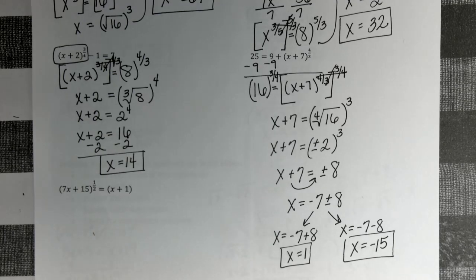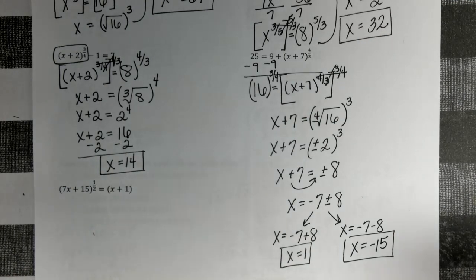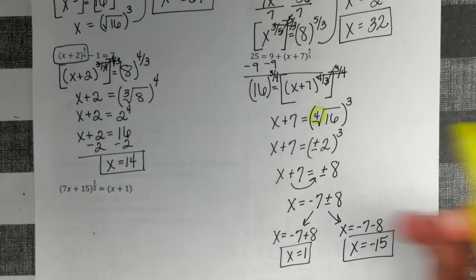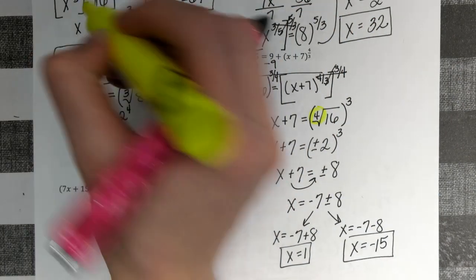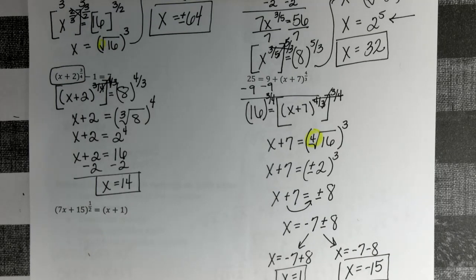Majority of y'all should have gotten the 1. Y'all just might have forgotten about the negative 15. Y'all good with that? Yes, ma'am. So I don't know if it's plus or minus. If you take an even root, so if you're taking the 4th root or when we took the square root, so an even root. So if it's cube root, you don't worry about it.